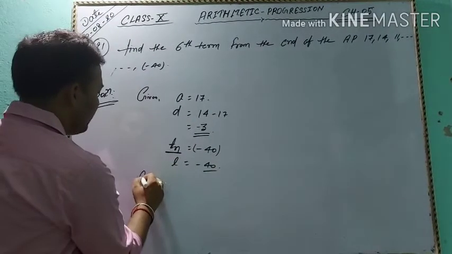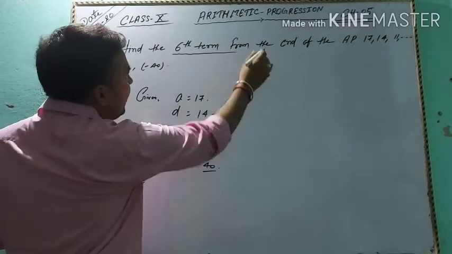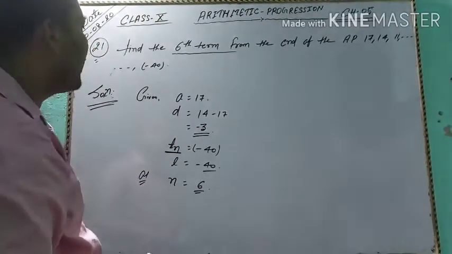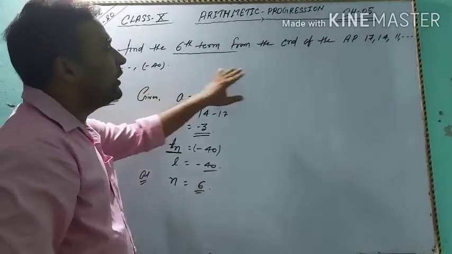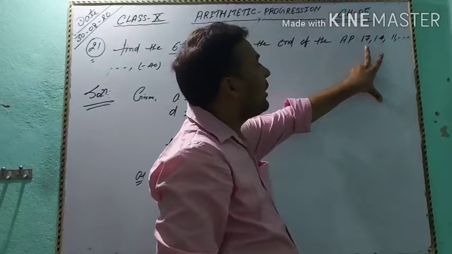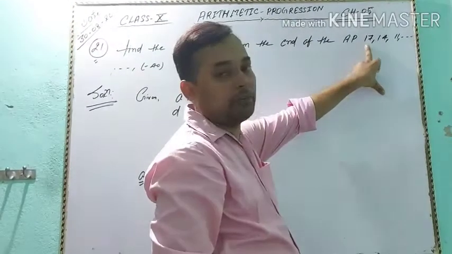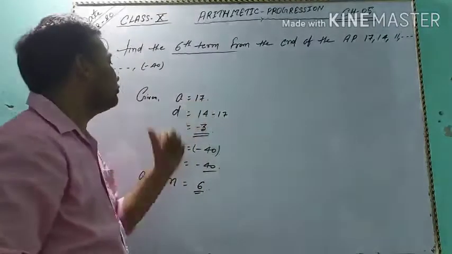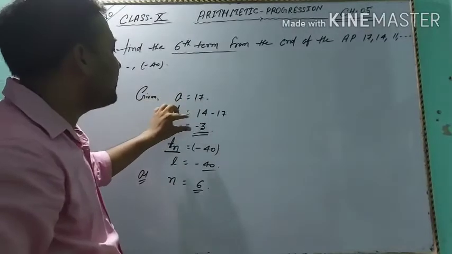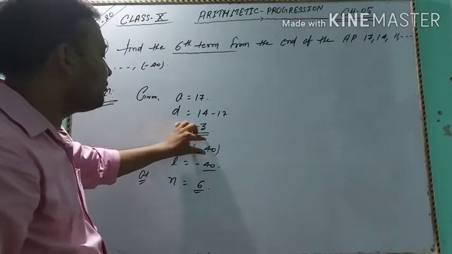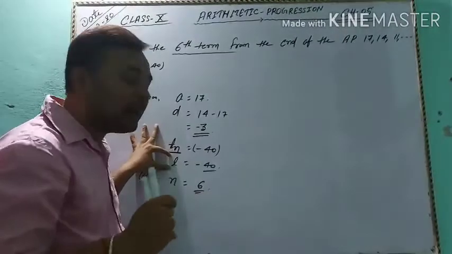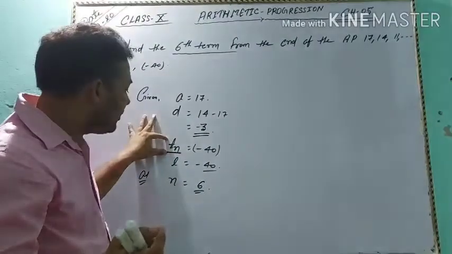Sixth term from the end, that is n equal to 6. So students, a equal to 17, because in the given AP starting from 17, 14, 11, the first term a is 17. So here a equal to 17 and d is the common difference, 14 minus 17, that is minus 3, and Tn equal to minus 40. Tn is also called L, the last term. So L and Tn both are the same.